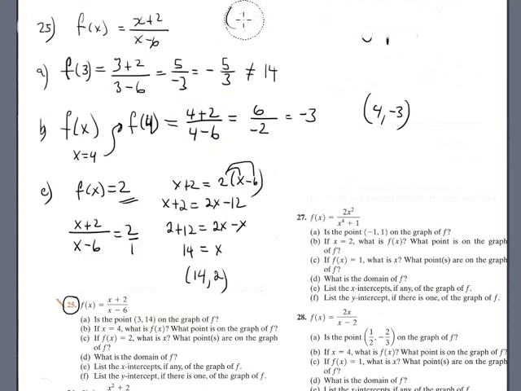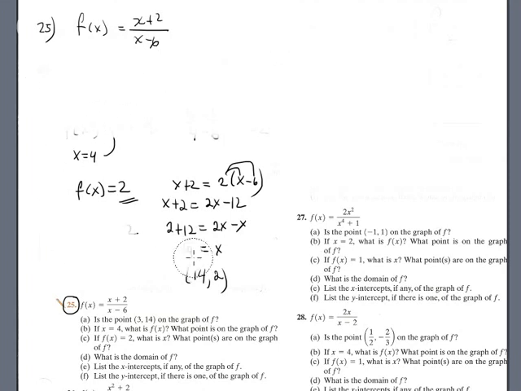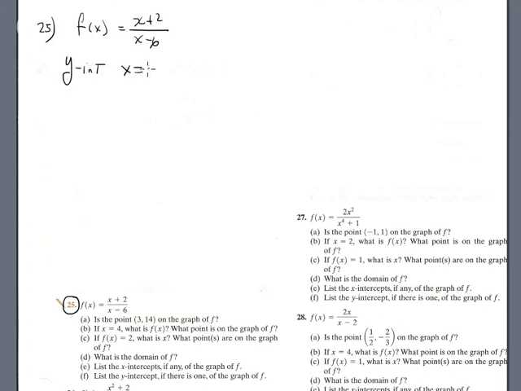Intercept. Okay. Remember, the easy one is the y-intercept. Okay, y-intercept is when the x is 0. In other words, f evaluated at 0 is 0 plus 2 over 0 minus 6, which is 2 over negative 6, which is negative 1/3. And the point is (0, negative 1/3).